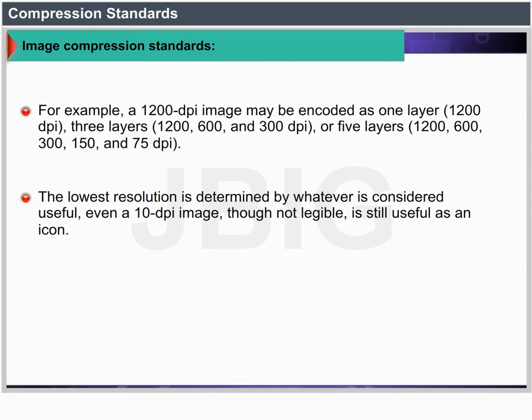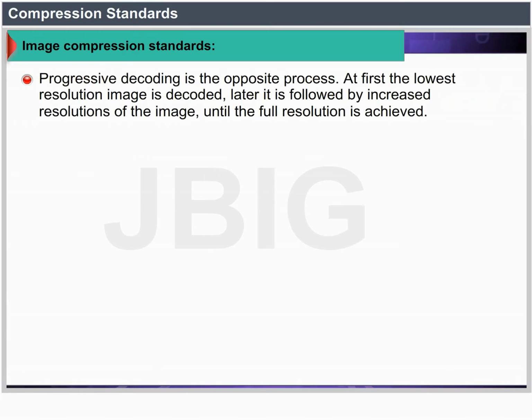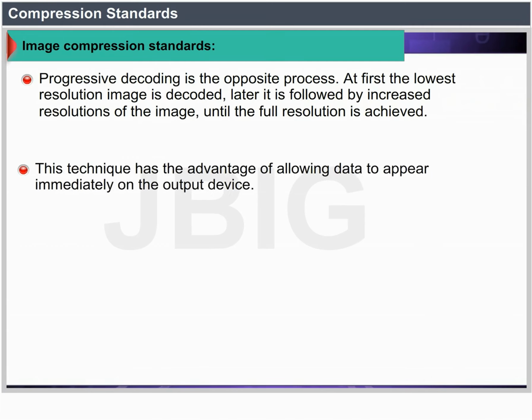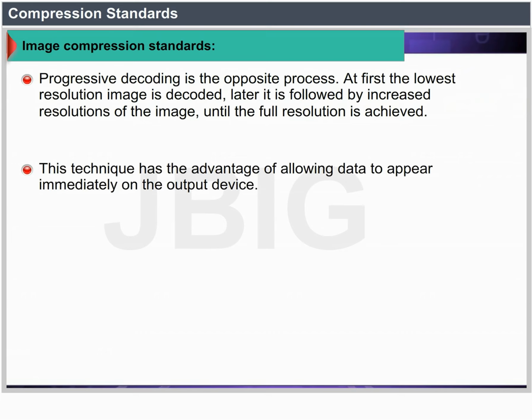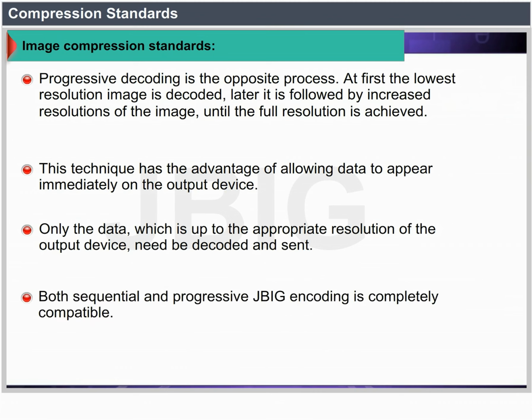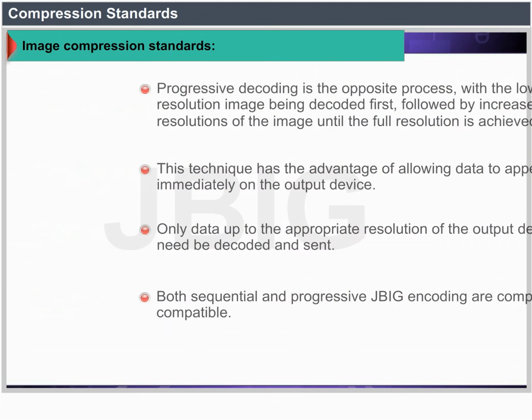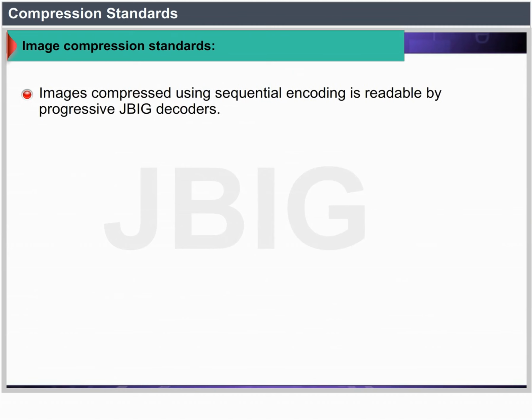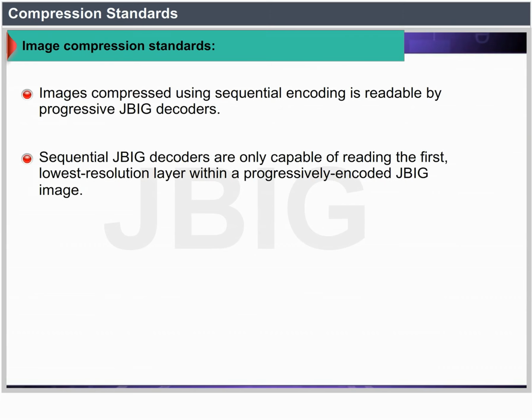Progressive decoding is the opposite process, with the lowest resolution image being decoded first, followed by increased resolutions of the image until the full resolution is achieved. This technique has the advantage of allowing data to appear immediately on the output device. Only data up to the appropriate resolution of the output device need be decoded and sent. Both sequential and progressive JBIG encoding are completely compatible. Images compressed using sequential encoding are readable by progressive JBIG decoders. Sequential JBIG decoders are only capable of reading the first, lowest resolution layer within a progressively encoded JBIG image.